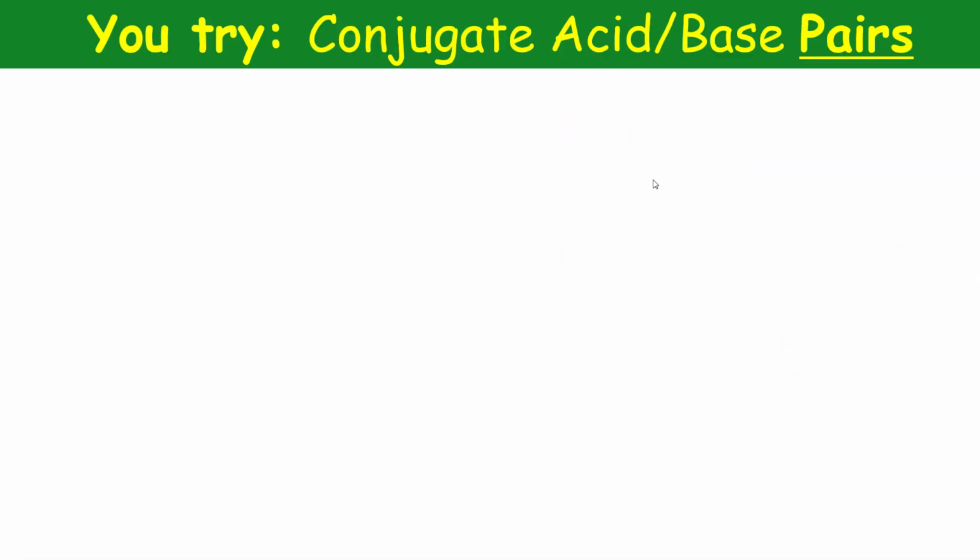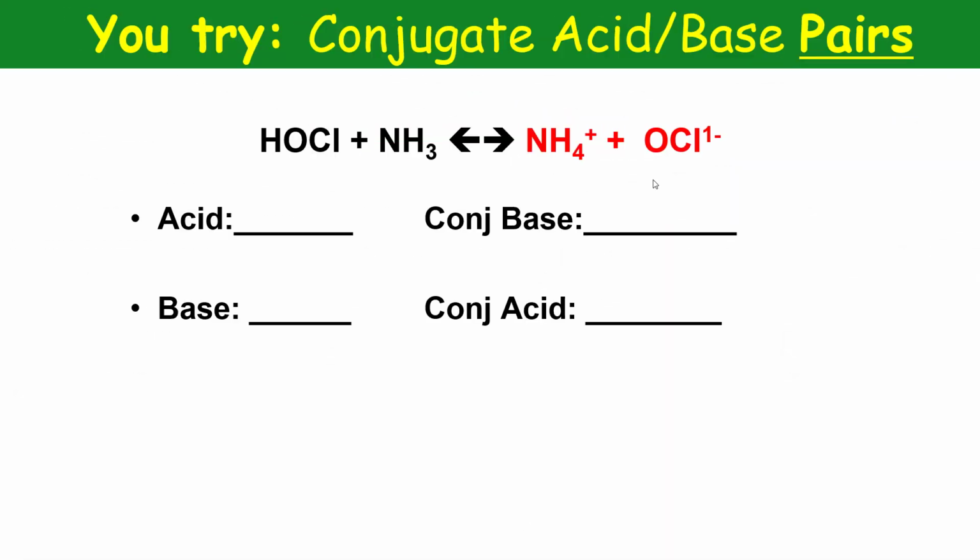So what I want to do now is give you guys a problem for practice. Here is an equation. It's an acid-base equation. I would like to see if you can stop the video and identify what the acid is, the base is, the conjugate acid, conjugate base, and underneath, please tell me what the acid-base conjugate pairs are. So stop the video now and then start it again when you're ready for the answer.